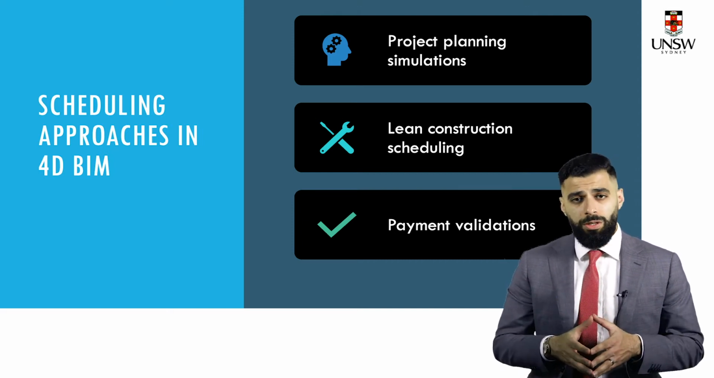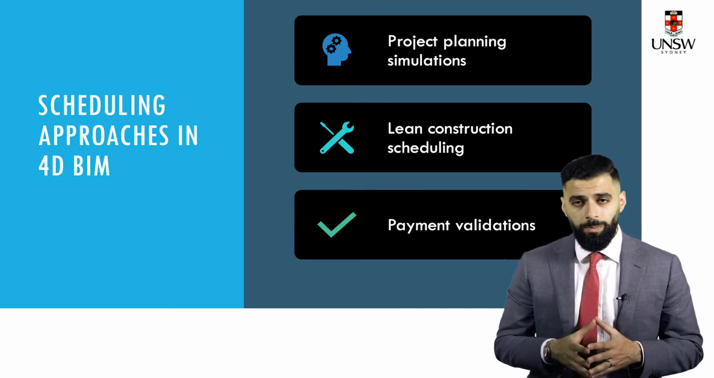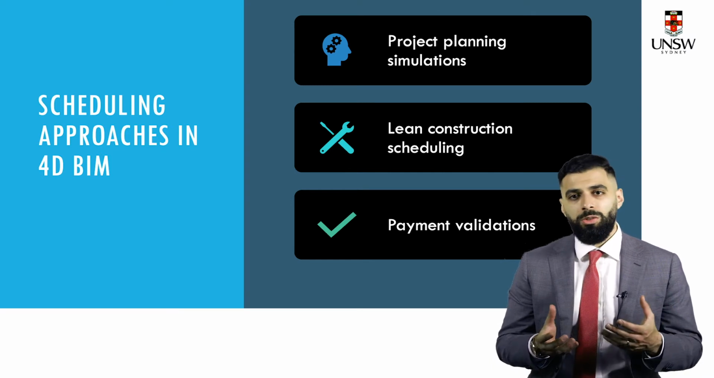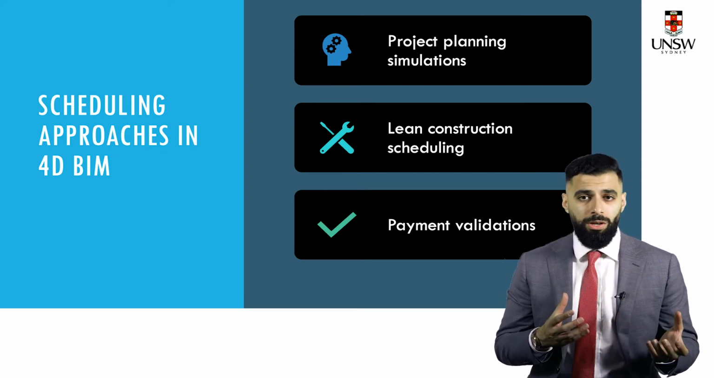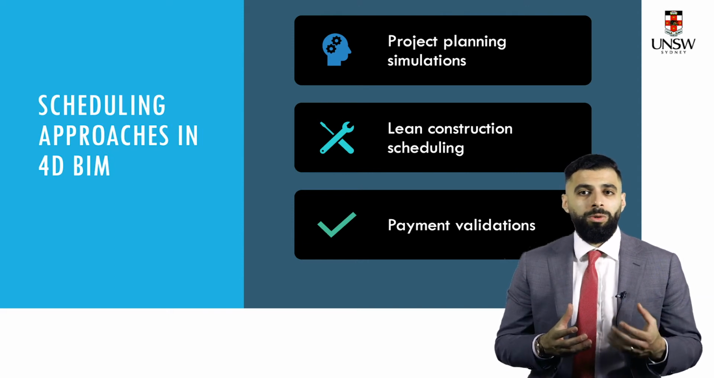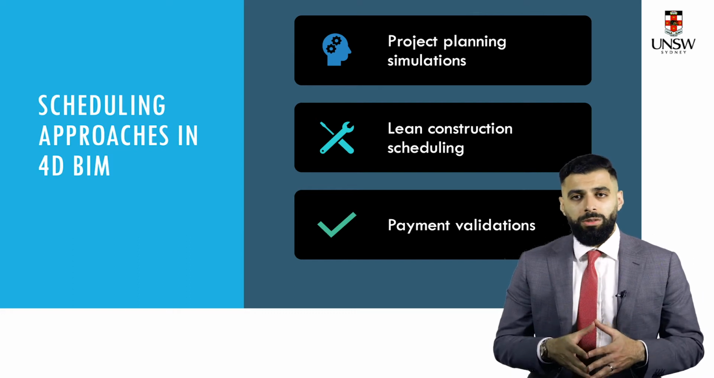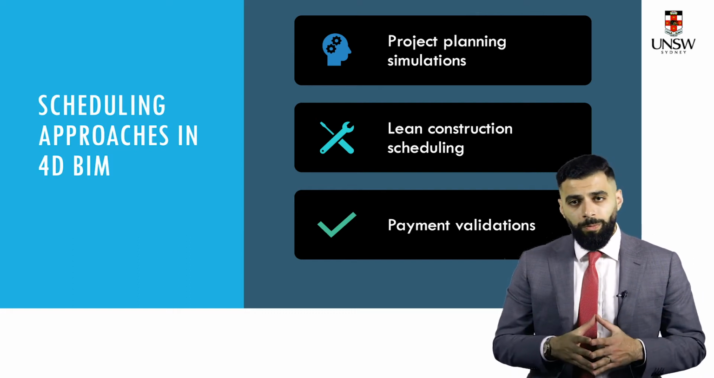Another aspect of lean scheduling is associated with minimizing material waste. You can simulate a project to find out which activities use up the most materials and the quantity that will be required for you to order. This way you avoid over-ordering.